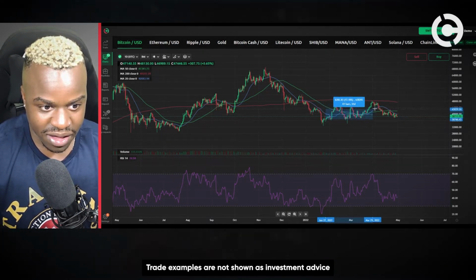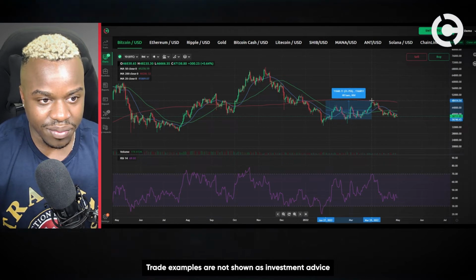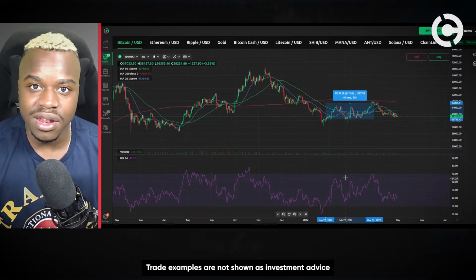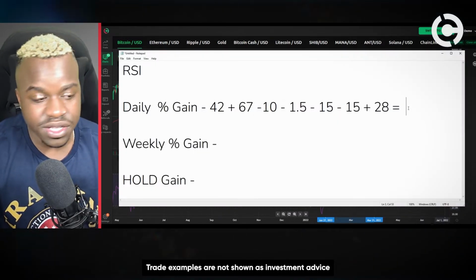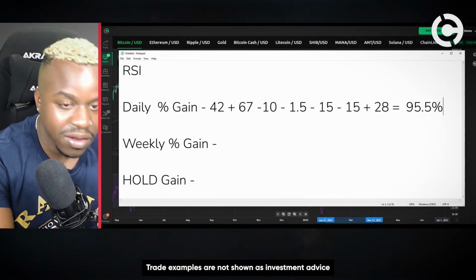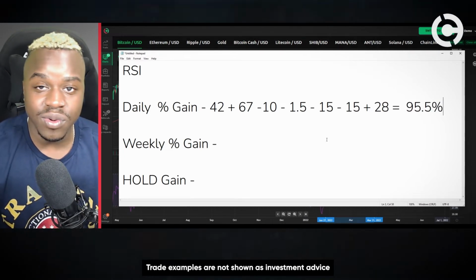And same thing for that one. It touched overbought right here on March 29th and came back down, giving it about a 28% gain. So the daily total gain brings us to about 95.5% since the beginning of 2020.